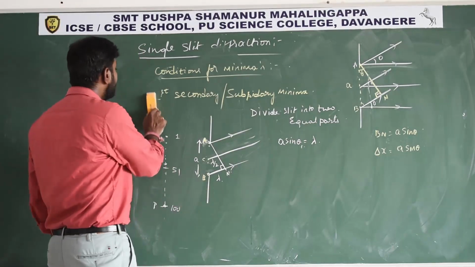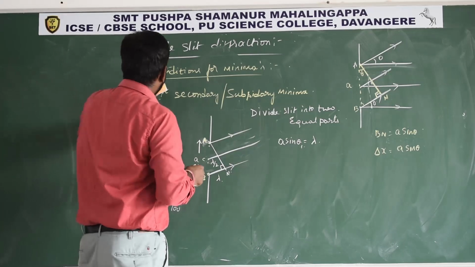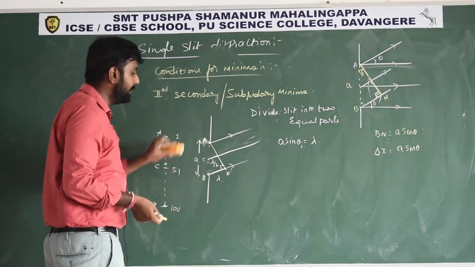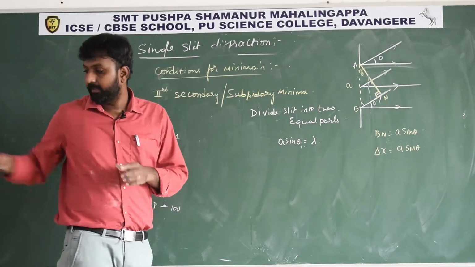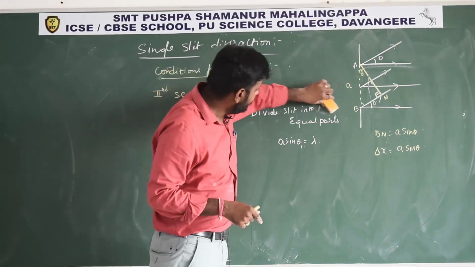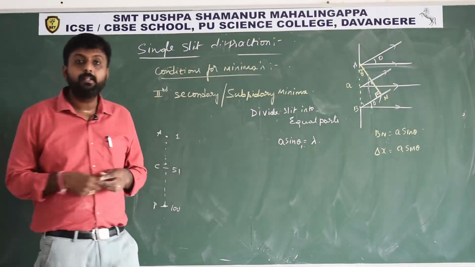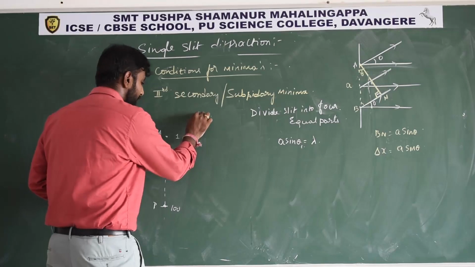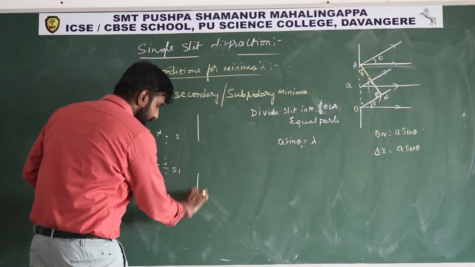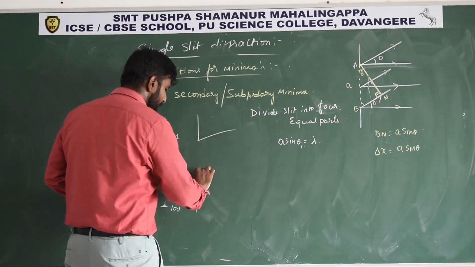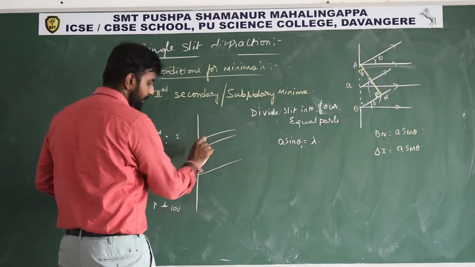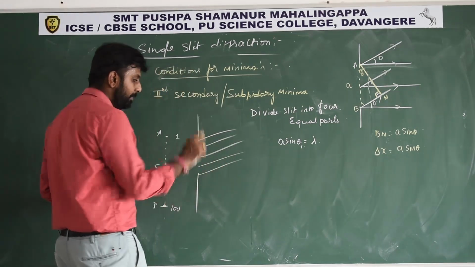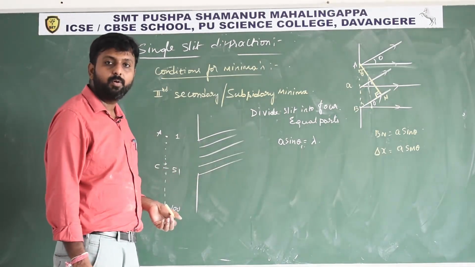Next, to get the condition for the secondary or subsidiary minima, what logic do you have to apply? You have to split the slit into 4 equal parts. This one also I will explain, listen. This is a single slit, this is one part, this is the second part, this is the third part, and this is the fourth part. Like that you have to divide the slit into 4 equal parts.